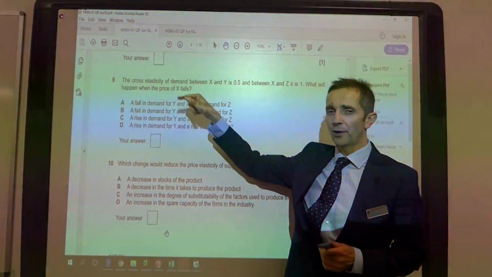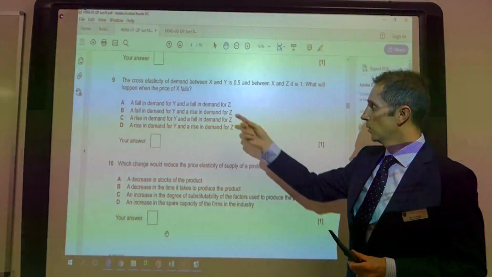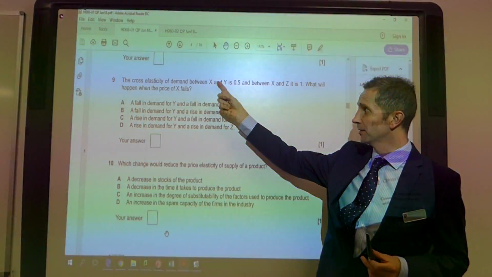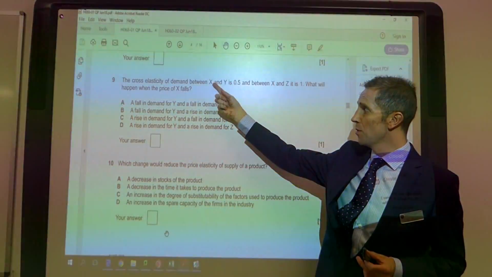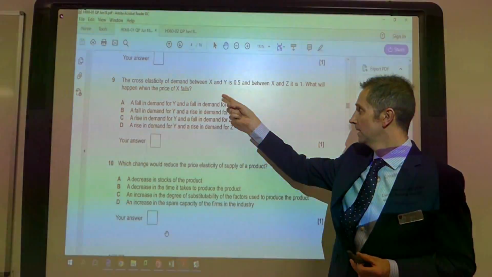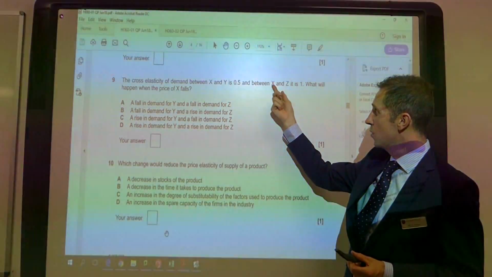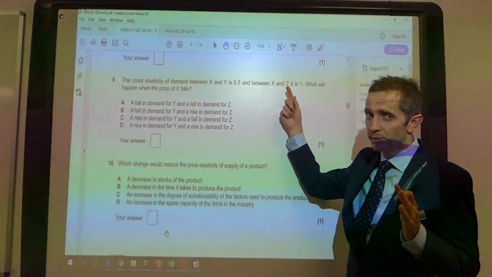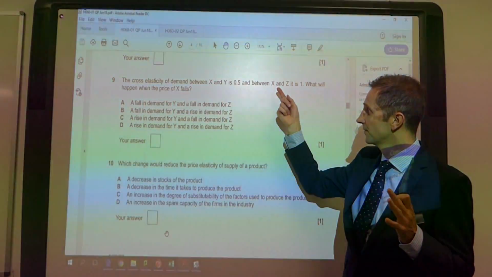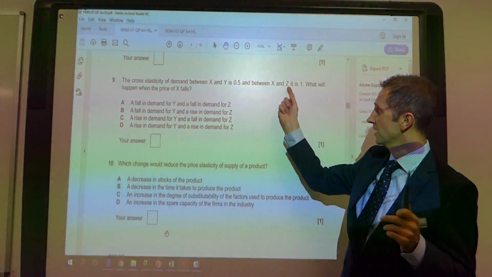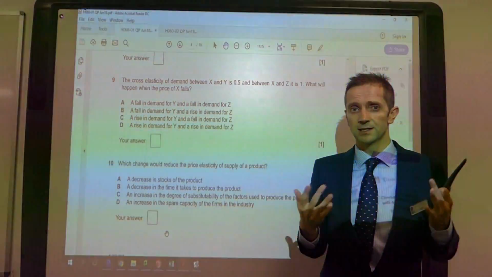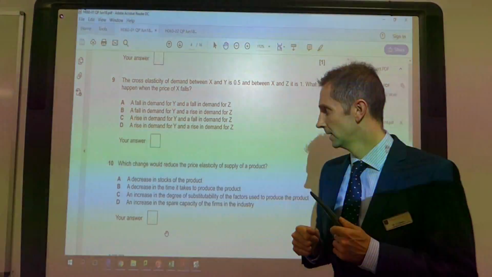What will happen when the price of X falls? Well, if they're substitutes for one another, and X is cheaper than Y, then you'll consume more X and less Y. And similarly here, you'll consume more X and less Z. So in both instances, there will be a fall in the demand for Y in this case and Z in this case, and hence the answer for this one is 9A.